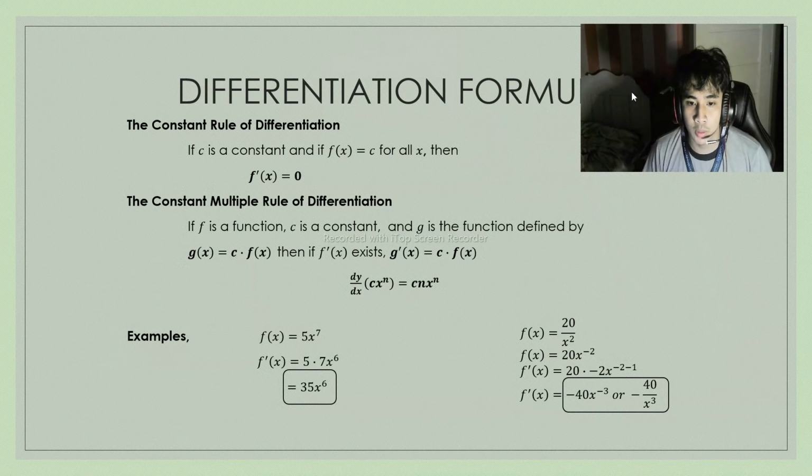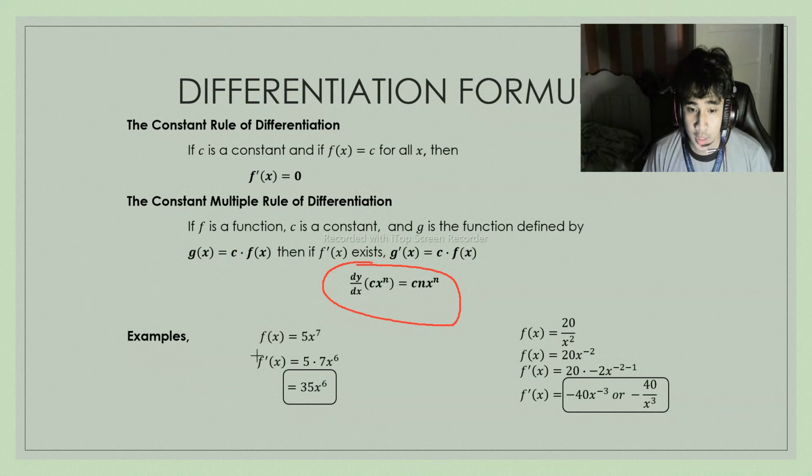So, sa constant multiple rule naman, if f is a function, c is a constant, and g is the function defined by g of x is equal to c times f of x, then if f prime of x exists, g prime of x is equal to c times f prime of x. So, it looks like something like this. Ito yung general formula for constant multiple rule of differentiation. The derivative of c times x raised to n is equal to c times n times x raised to n minus 1.